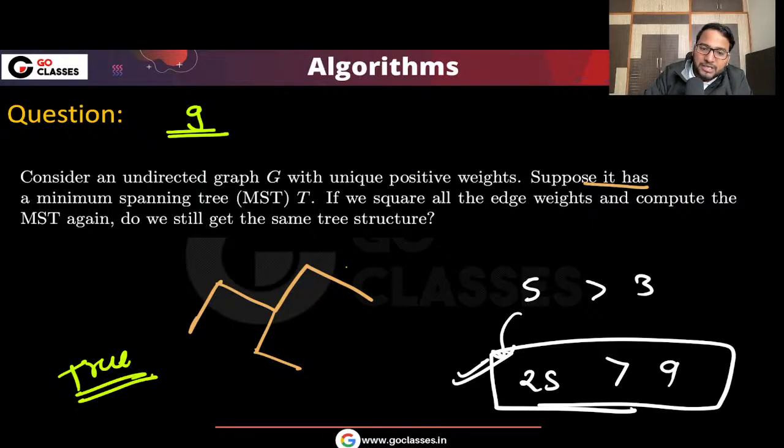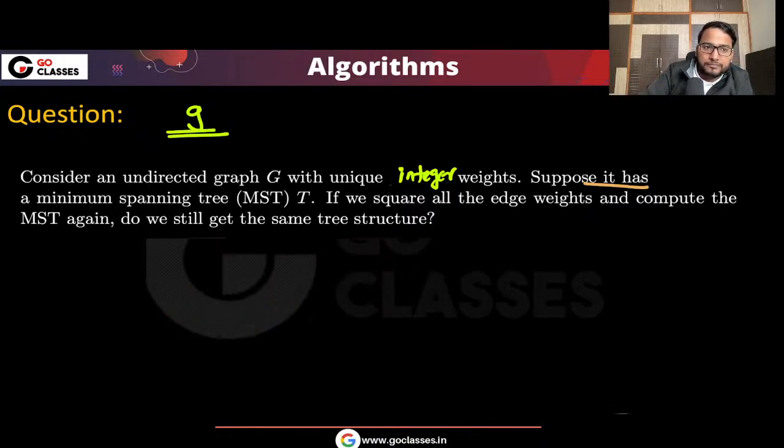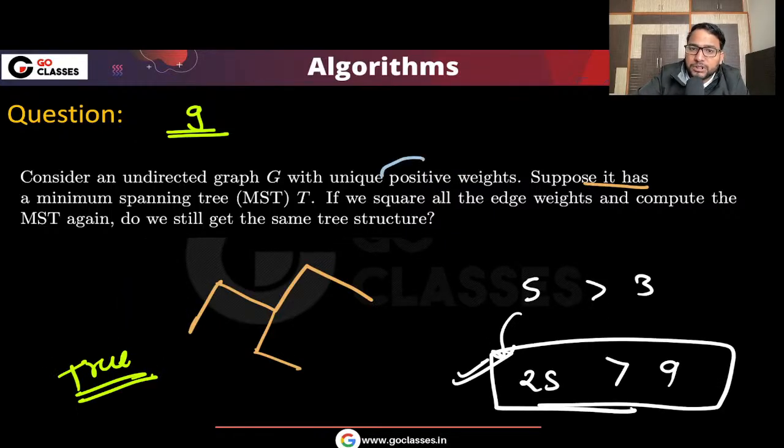Let's suppose they ask you the same question, but they say this: unique integer weights. Then tell me. Then it will become false, right? In that case, it will become false. If this is unique integer weights, then in that case, it will become false. Understood? But if this is a positive edge weight, then this is true. Okay.